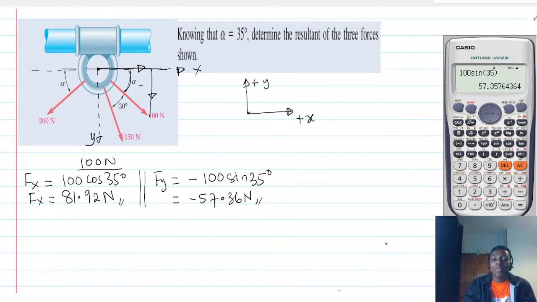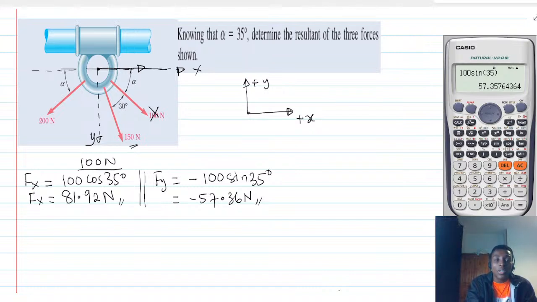All right. So now let's come back to the 150 force. So now we are done with the 100 Newton force. So now we are doing the 150 Newton force. Okay. So now, please ignore that there is a 100 Newton force here. Ignore it. And just let's look at 150 for now.